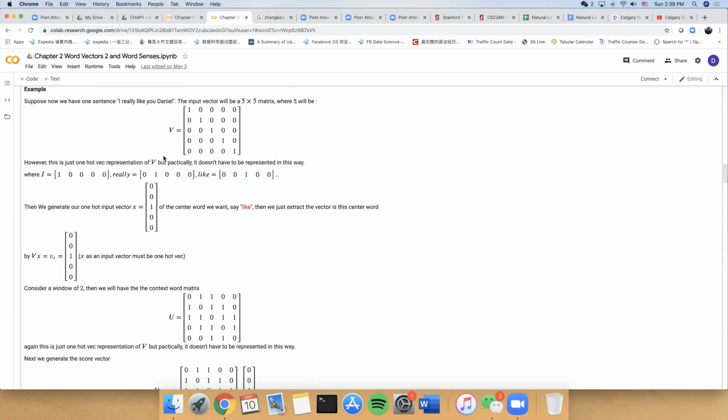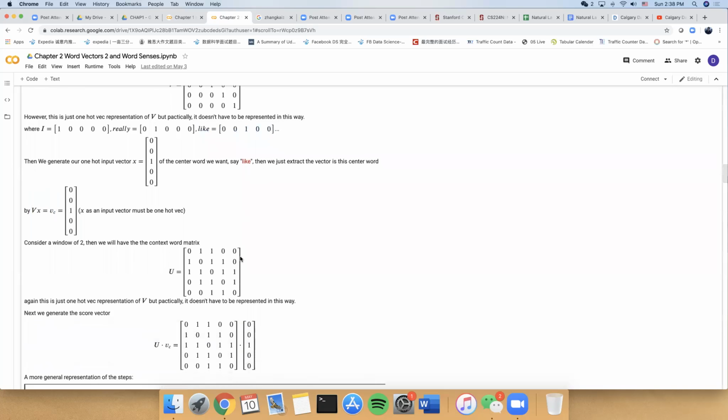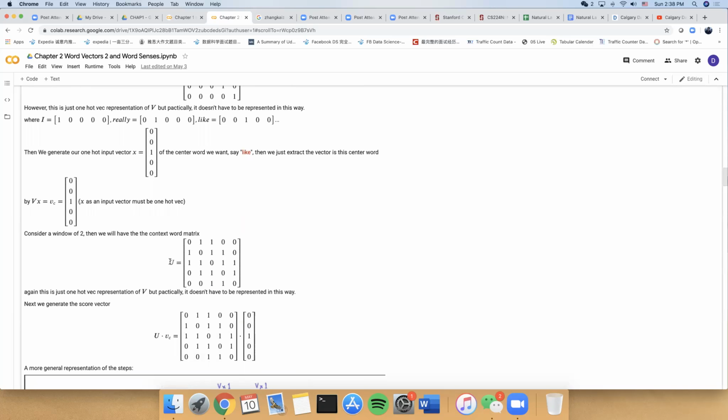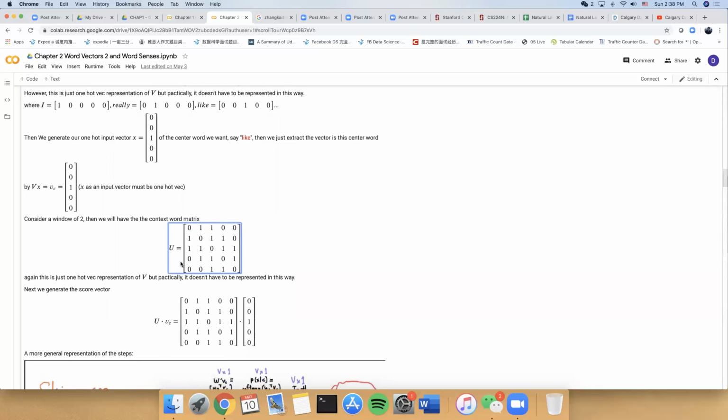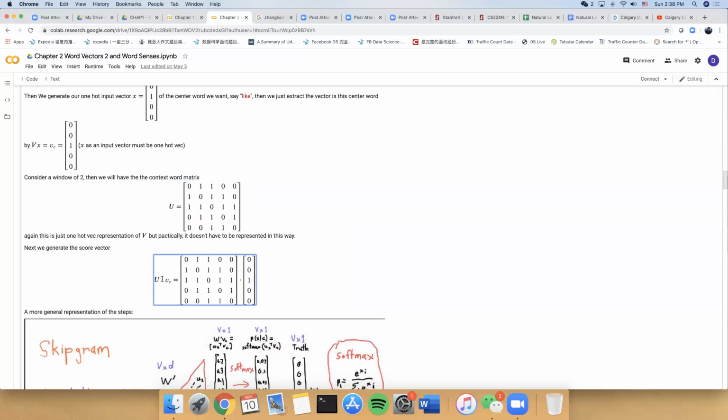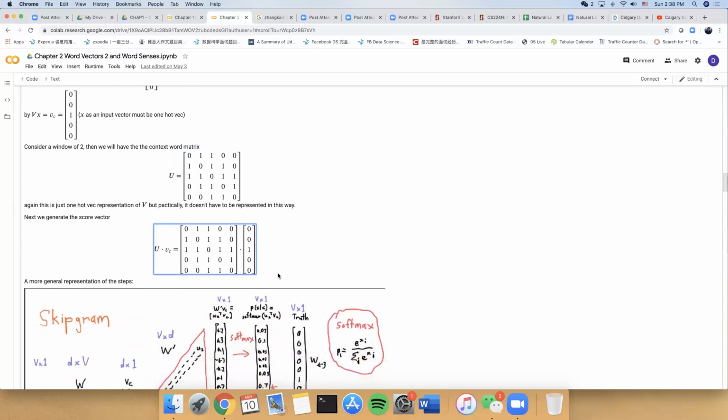Basically, you do a binary one-hot encoding, and you only select the center word matrix as the input word matrix here. Okay, so the U here is actually the output matrix, just like what we told previously. Then you multiply those two together, you get the score function.